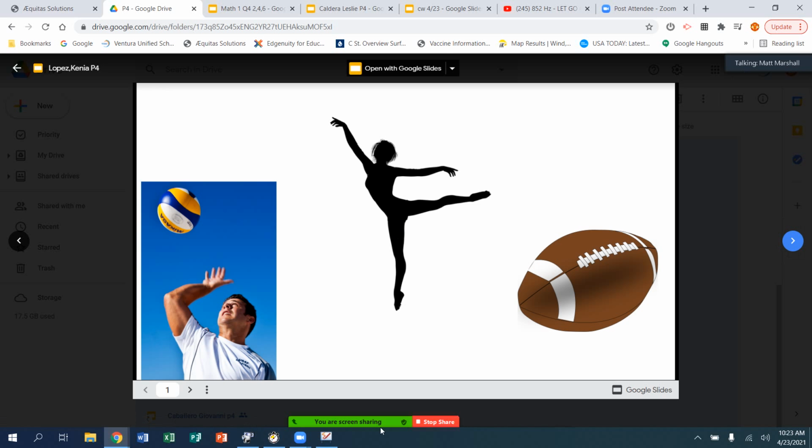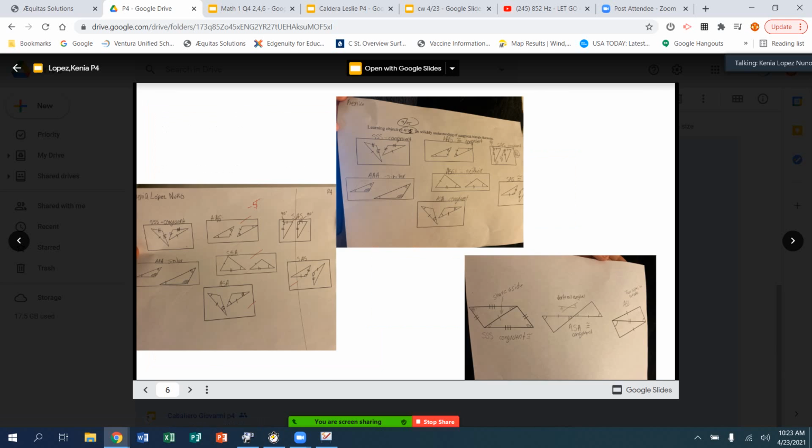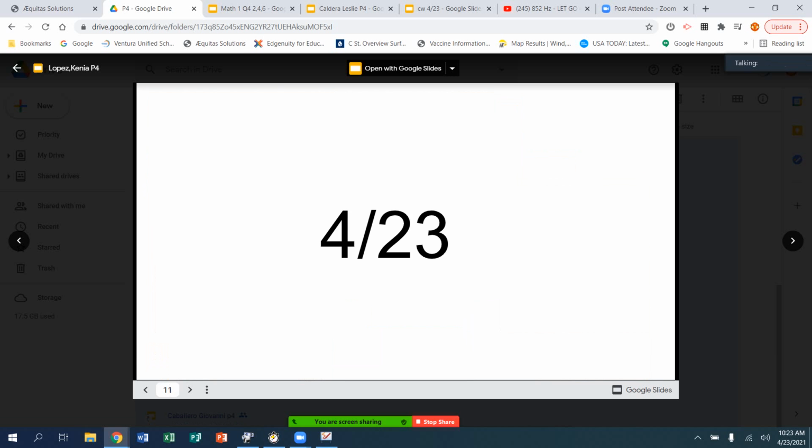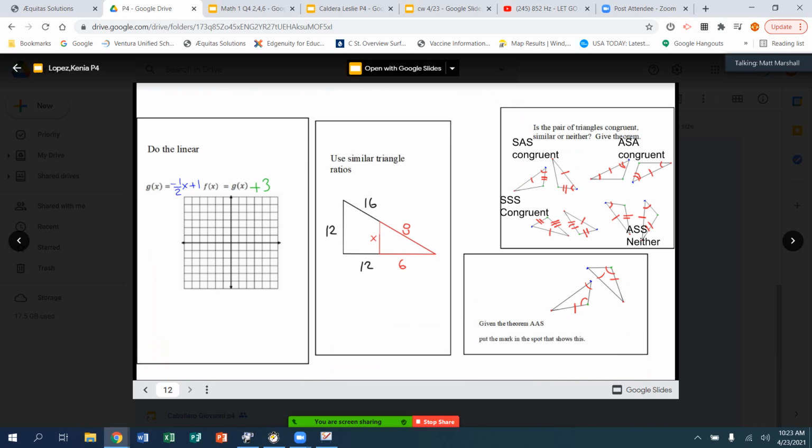Kenya, are you out there? Can you explain something maybe that you did on paper? Yeah. Did you, for that bottom one, did you put a mark on those triangles? All right. How do you know that you put the mark in the right place? That looks perfect.